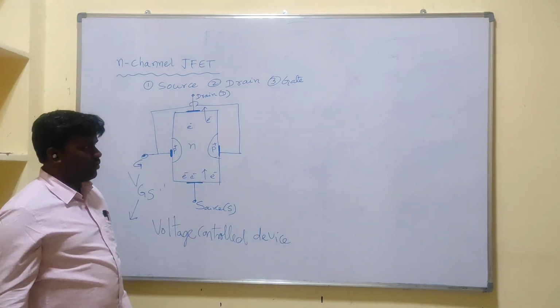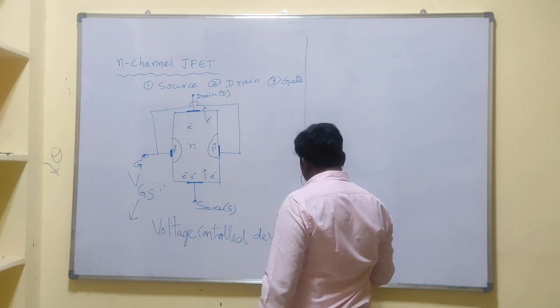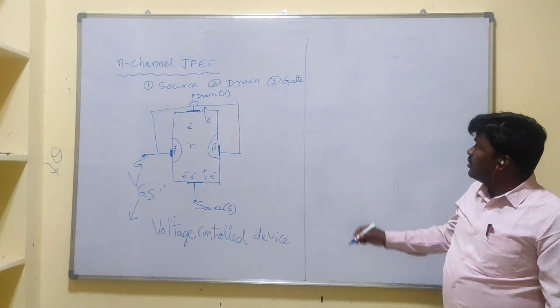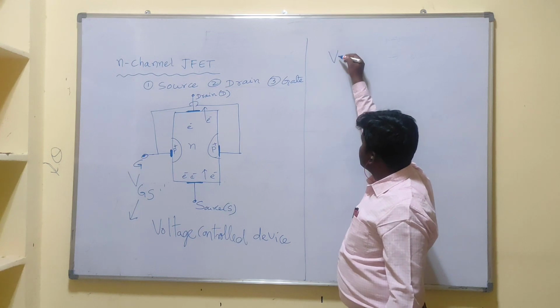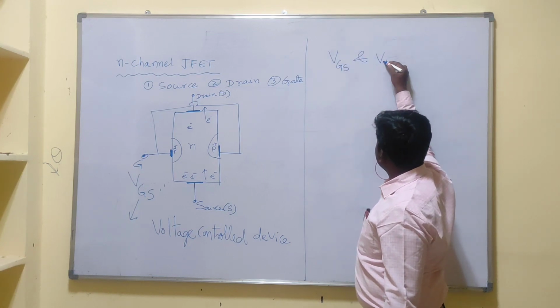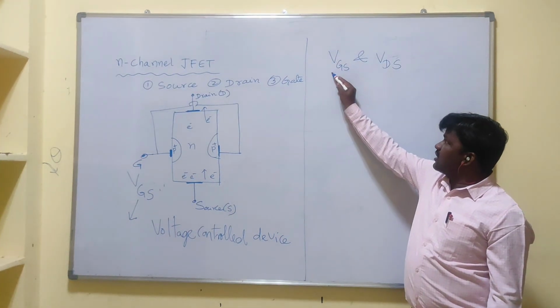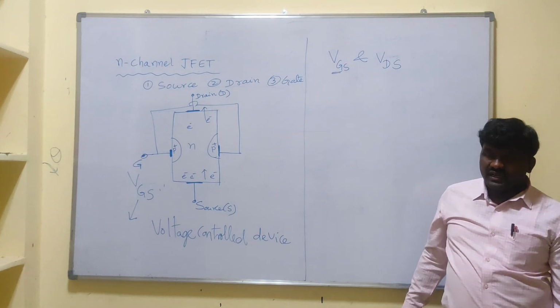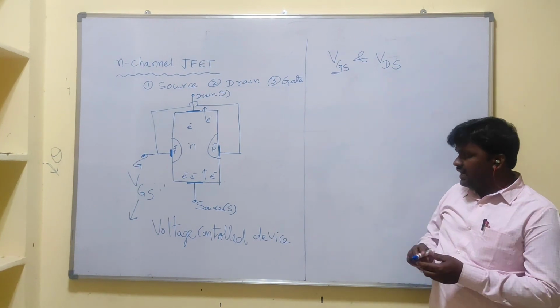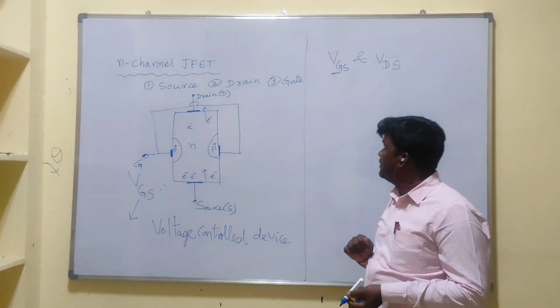Now we will see the operation. To understand the operation of this FET, we require these two voltages. One is VGS and another one is VDS. This VGS can control the flow of the current, and VDS is what? It can be helpful to drift the charge carriers from the source to drain.